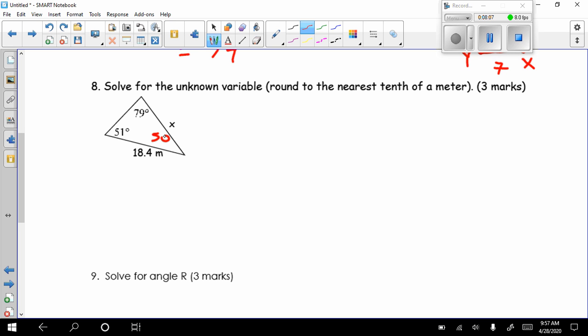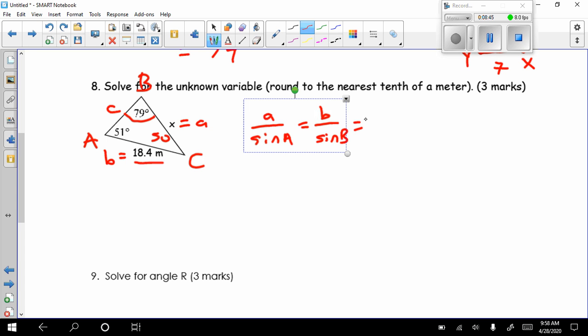But I notice that I have an angle, this 79, and I know its opposite side. And as soon as you see that, you know that you can use sine law. Okay, well, I'm going to label my triangle. So I'm going to call this capital A, this one up here capital B, and this one down here capital C. So that makes this one little a, the x is little a, the 18.4 is little b, and we don't know little c. And then I'm going to write sine law. So a over sine A is equal to b over sine B is equal to c over sine C.